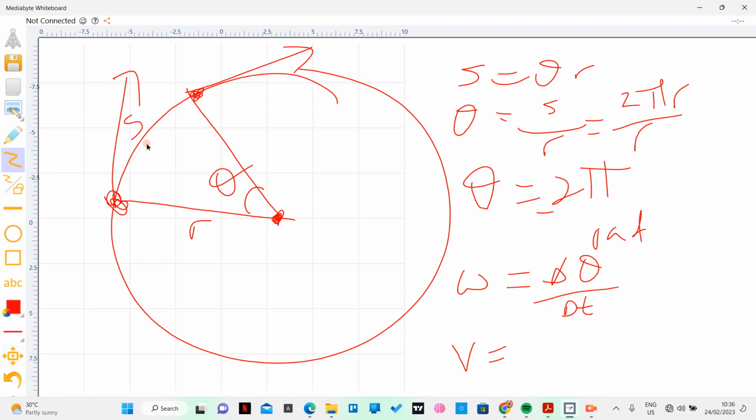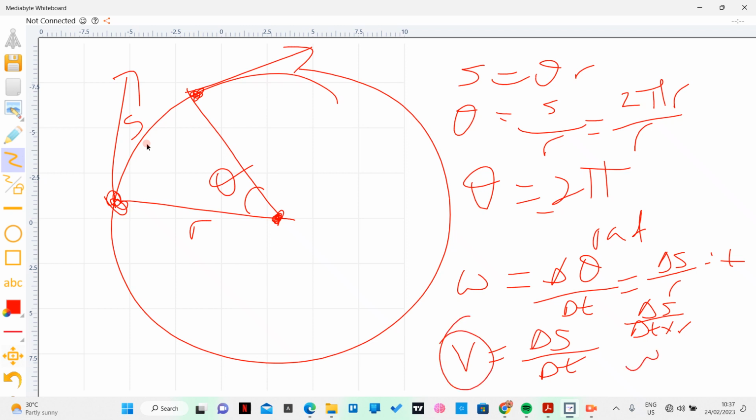While your linear velocity will be v equals change in linear displacement over change in time. Now you can replace your theta with s over r, so that you have change in s over r, divided by t, so that you now have change in s over change in time, times r. Change in s over change in t is your linear velocity. So you have omega equals v over r. That's the difference between your angular velocity and your linear velocity.